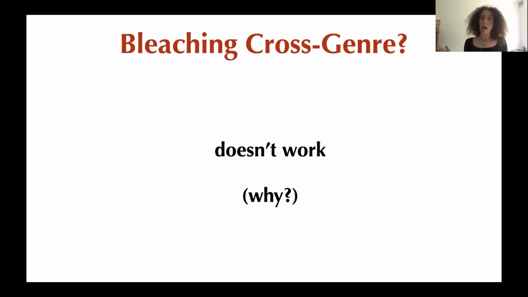Now, we also tried bleaching cross-genre, because that's actually how it all started. And it just doesn't work. We don't see the signal that we saw cross-language. Why? To me, that's still an open question. But it seems to me that genre really is a stronger constraint, so it constrains production much more strongly than if the same person in the same genre talks in different languages.